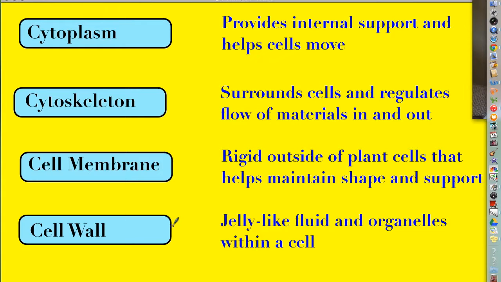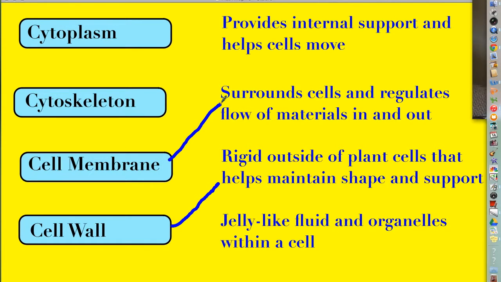Rigid outside structure helps to maintain the plant's shape and support. Cell walls are only found in plant cells. Now all cells have a cell membrane. The cell membrane surrounds the cell and regulates the flow of materials in and out through a process called osmosis.